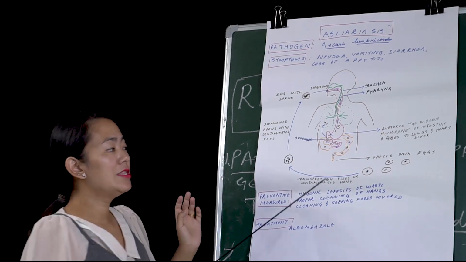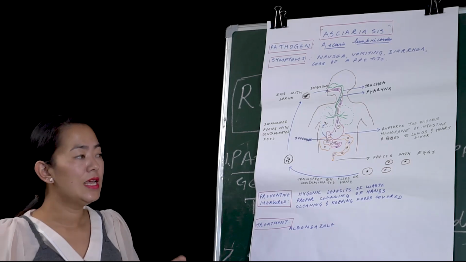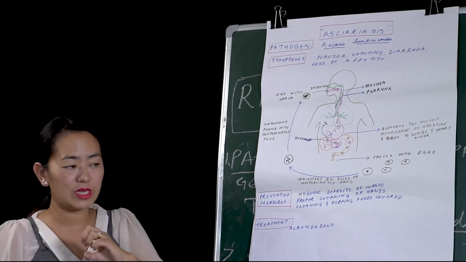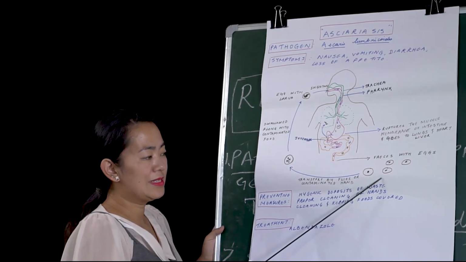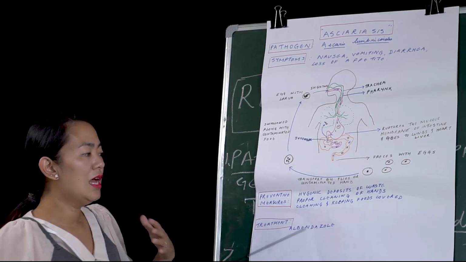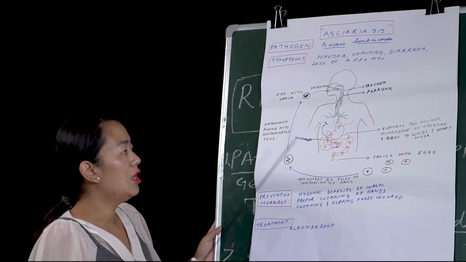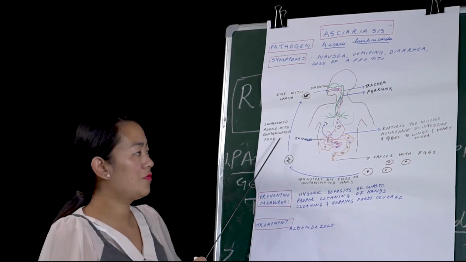Besides that, that particular person does not wash his hands properly, and then he goes around touching different kinds of foods, different kinds of objects, and then another normal person touches them. So the eggs are transported. Okay, after they are transported by flies and contaminated hands, what will happen is that they will be swallowed along with contaminated food.